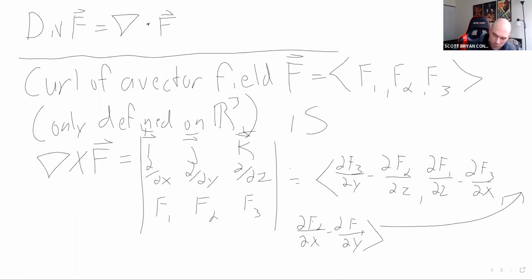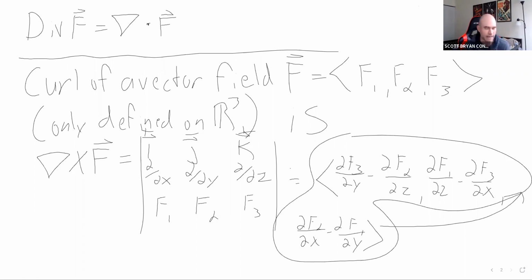If you want, you could memorize this, you could notice some patterns, etc. But obviously, it's much more compact just to think of it as the del operator cross the vector field F. Much easier to think of it that way. So that's the curl of a vector field.